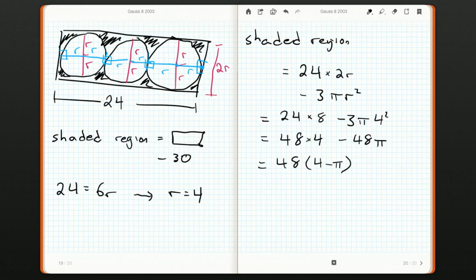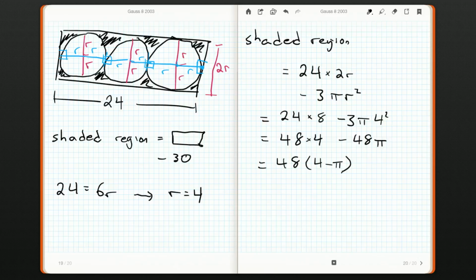Okay. Or you could have just grabbed your calculator and said, well, 24 times 8, it's 192. Oh, 2 times 8 isn't 8, it's 16. Anyway, so you could add 192 minus 48 pi. And that would have been fine. You grab your calculator, you're all set.